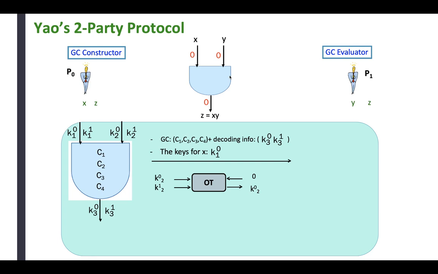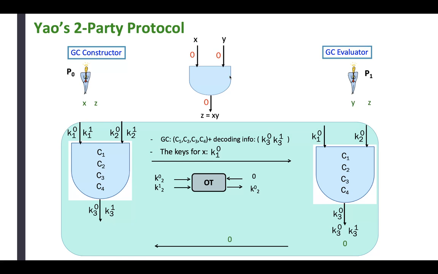And with this, the evaluator has both the encoding information corresponding to X and Y, and now it can evaluate the circuit. So it will go on and evaluate, try to decrypt the 4 boxes. It will be able to open just one box, and from that it will get a key. And using the decoding information, which is also sent along with the garbled circuit, it will be able to obtain the output. So we are sending the decoding information because we want P1 to learn the output. That's why it is sent the decoding information, and using that it can get the output. And P1 can simply send back the output to the garbled circuit constructor P0 so that it also obtains the output. The goal is that both the parties receive the output.